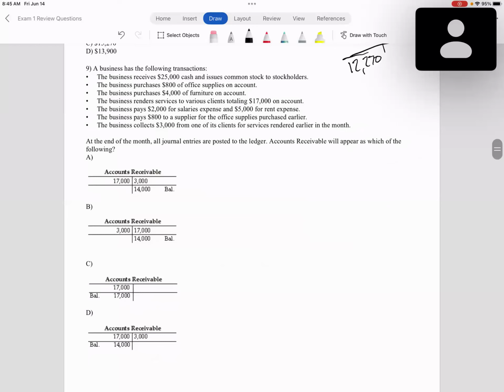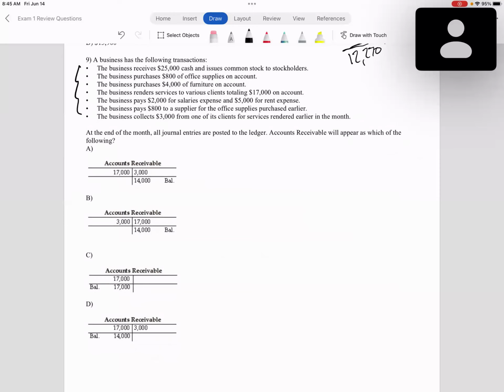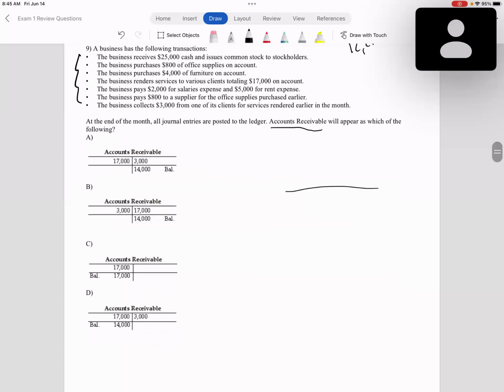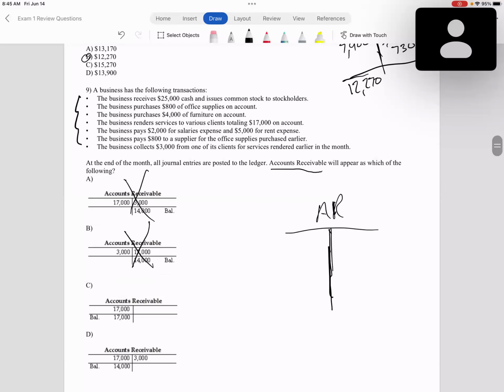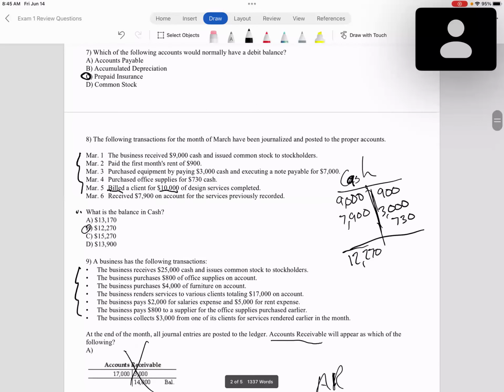Okay, next one, another one with a lot of information, so skip that. Let's just see. At the end of the month, all journal entries are posted to the ledger. Accounts receivable will appear as which of the following? Now, instead of focusing on the cash account, we're focusing on a different type of asset account, accounts receivable. Again, it's going to have a normal debit balance. Right off the bat, that has a credit balance, you know it's not that one. That has a credit balance, you know it's not that one. So it's either C or D, but you don't want to leave it to a 50% chance. Is it the exact same information? Nope, it's not. So we've got to read through it.